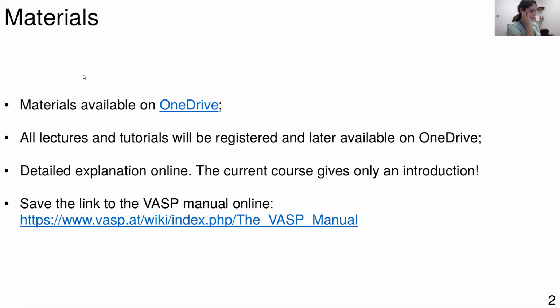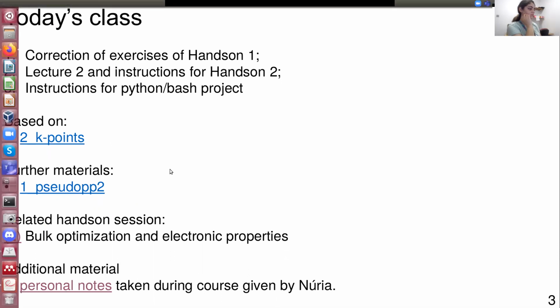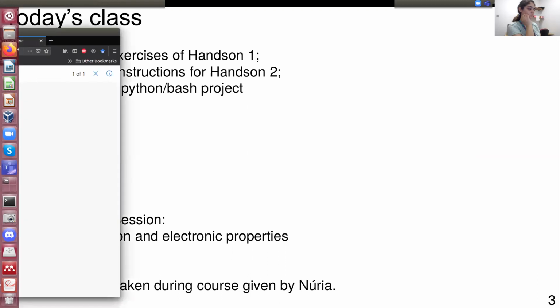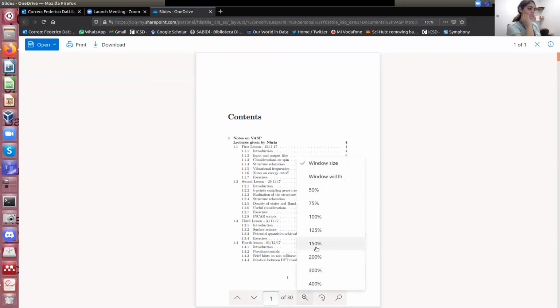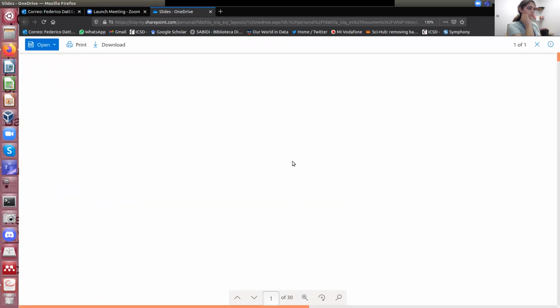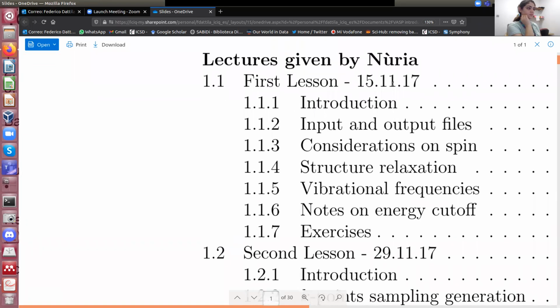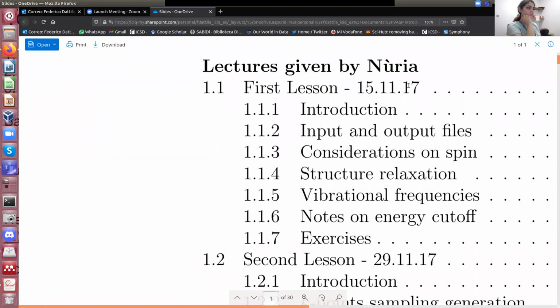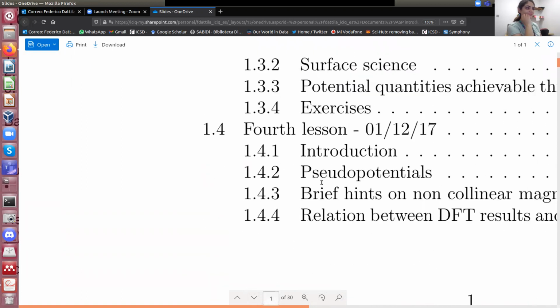The other thing that I found, because I forgot, is these personal notes. I'll show them now. I just realized that in the past, when I was attending the very same courses you are doing now, from Nuria, I took some notes. You see 2017, because I was a young PhD student. Here there are exactly the 4 lessons as I'm doing, but with the notes of a student of a few years ago. So you may also have a look at that.